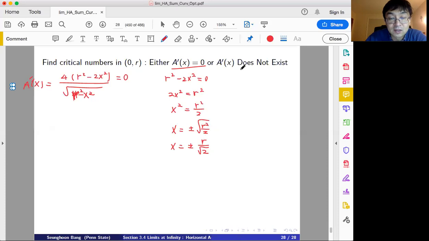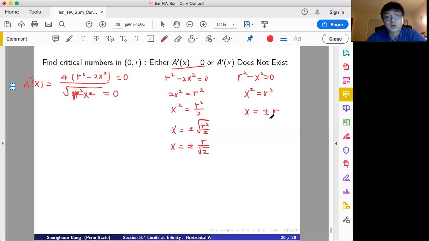A prime of x does not exist exactly when the expression inside the root, r squared minus x squared, equals 0. So we have x squared equals r squared. Take the square root: x is plus or minus r. We have these 4 numbers.